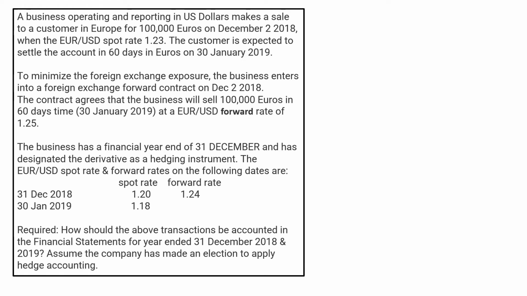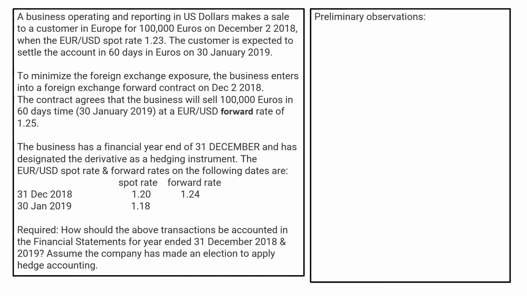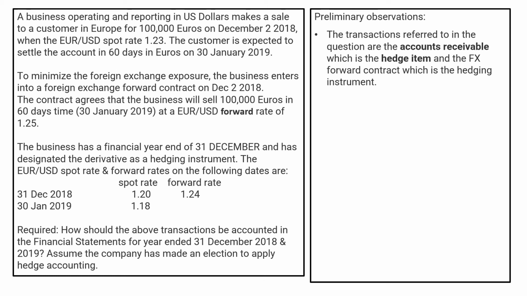So what you're required to do is how should the above transactions be accounted for in the financial statements for the year ended 31st of December 2018 and 2019. Assume that the company has made an election to apply hedge accounting. So let's start with some preliminary observations. The transactions referred to in the question are the accounts receivable, which is the hedged item, and the FX forward contract, which is the hedging instrument.